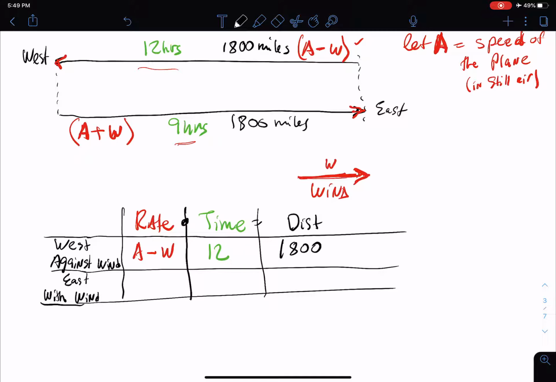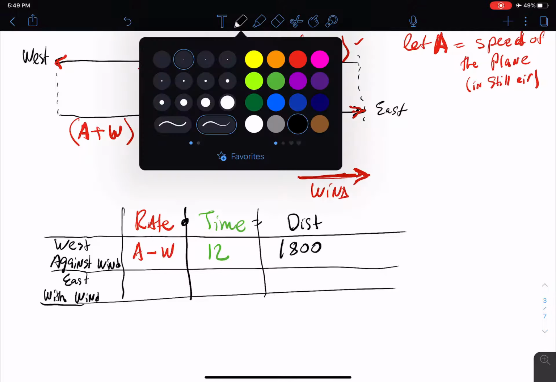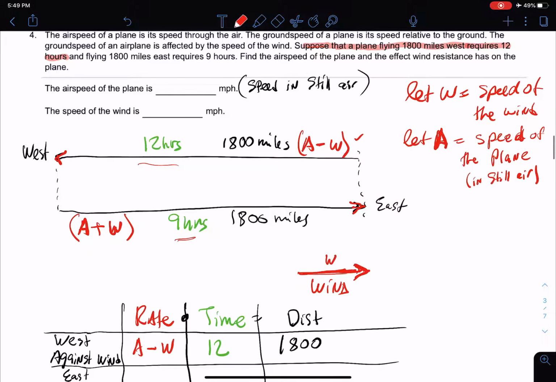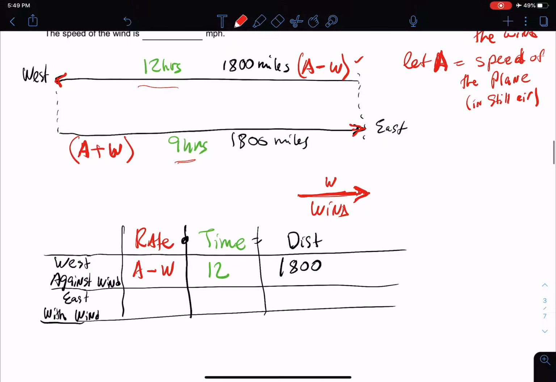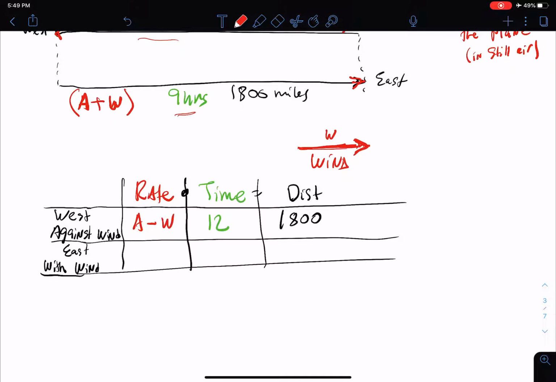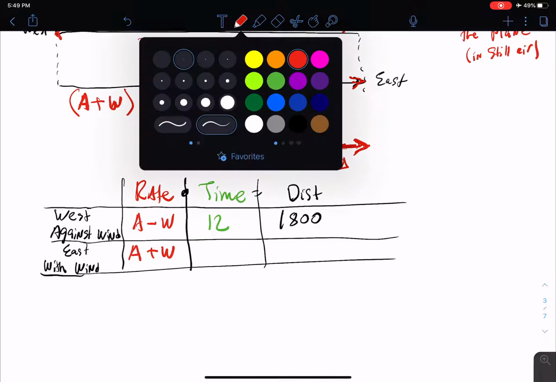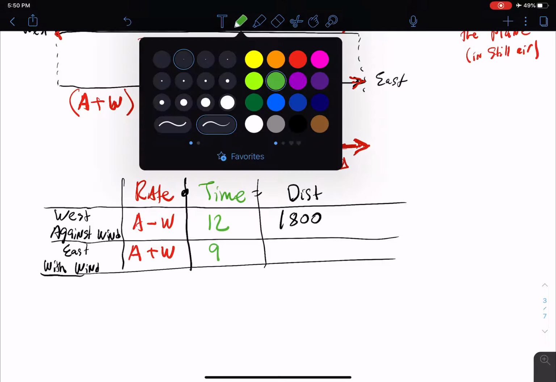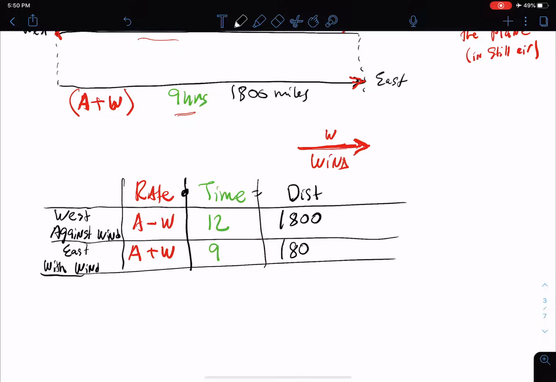Now, what happens when they go with the wind? The wind is helping them. So, what's the rate? I don't know what the rate is. I did define it up here, right? Let W be the speed of the wind and let A be the speed of the airplane in still air. So, going back home, going eastbound, it's the speed of the airplane in still air plus the help from the wind, plus W. How long did it take them? It only took them 9 hours. That makes sense because they had the wind pushing them, making them go faster. How far did they go? Well, in this case, they went the same distance.